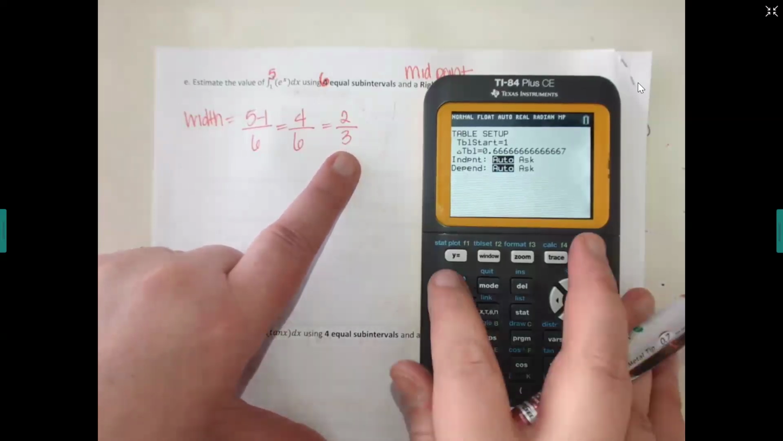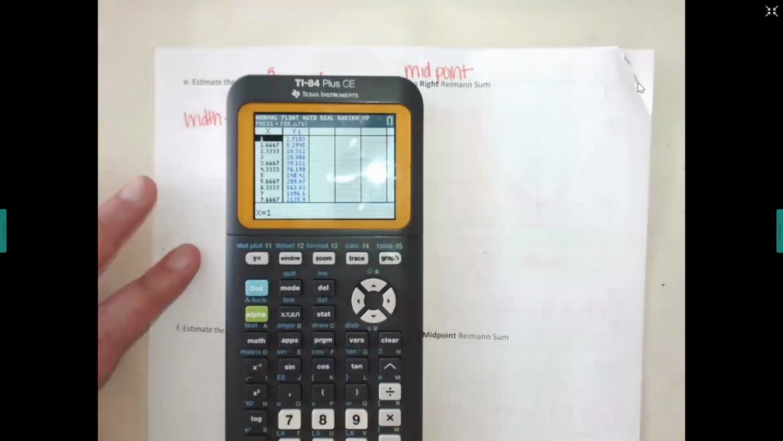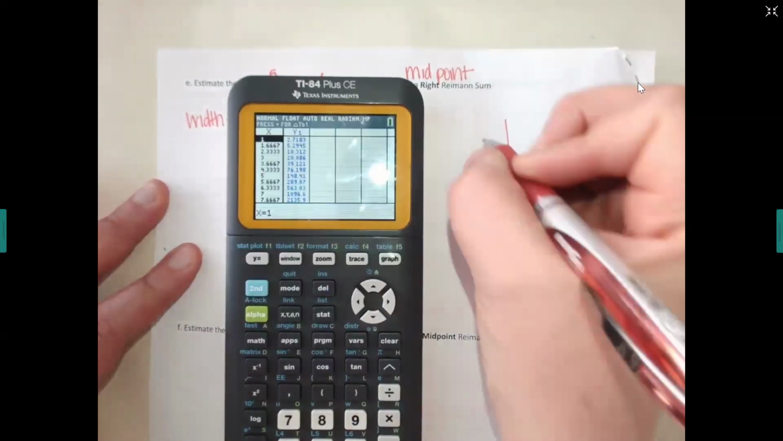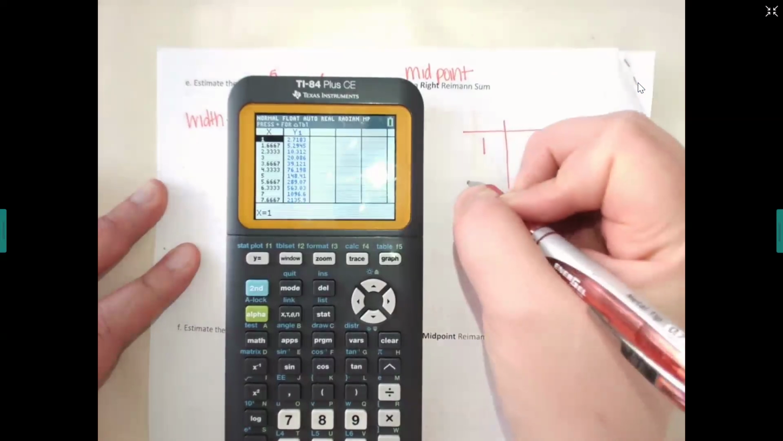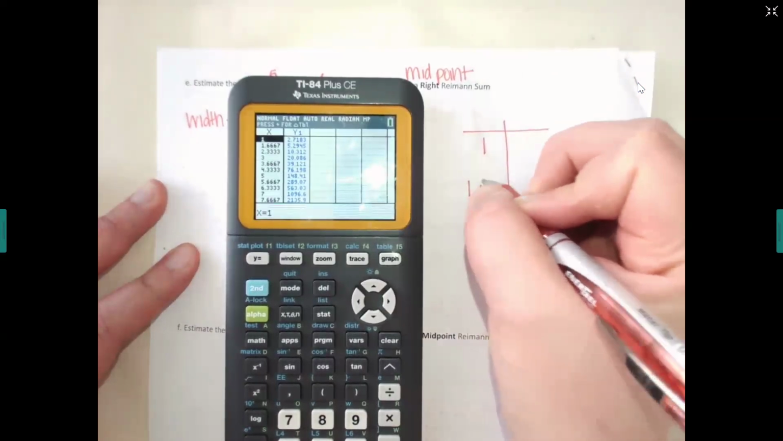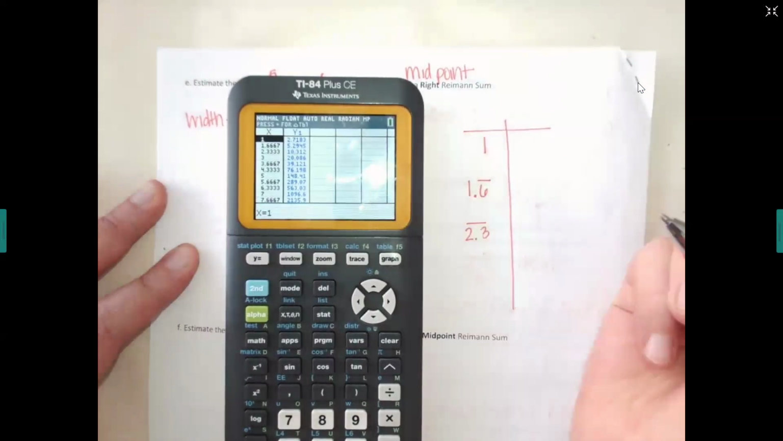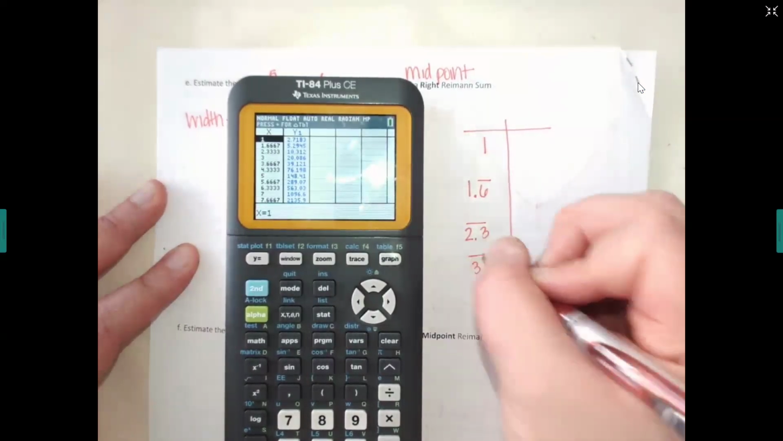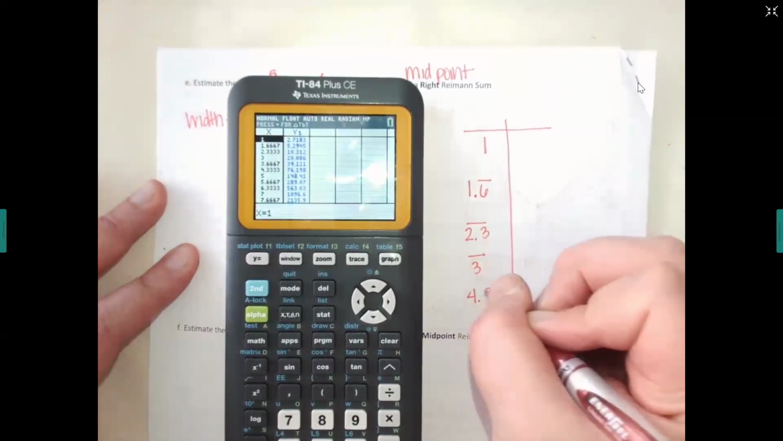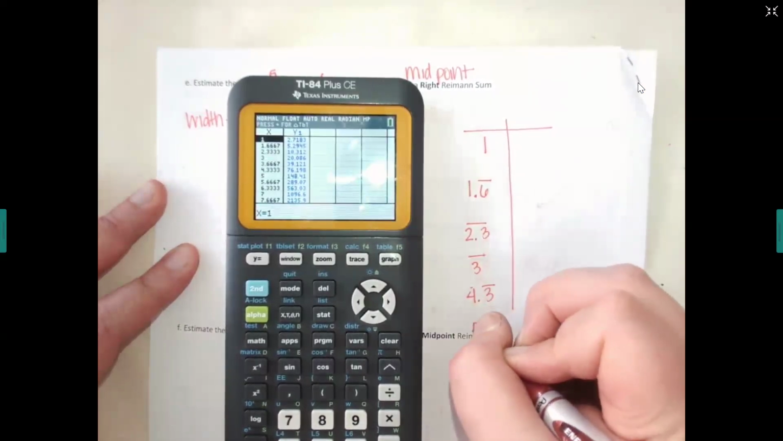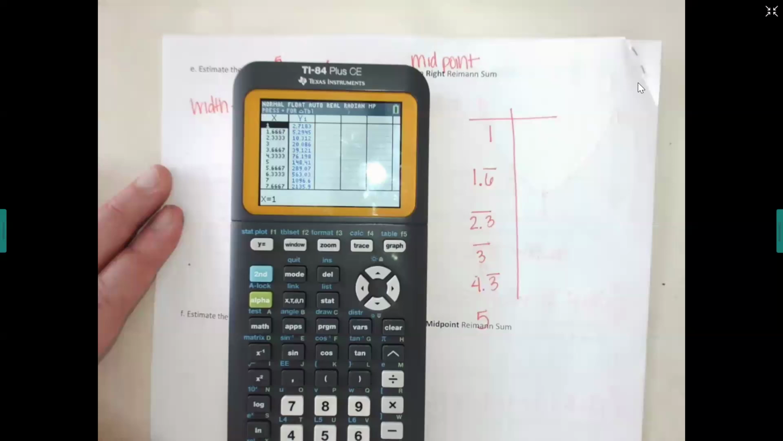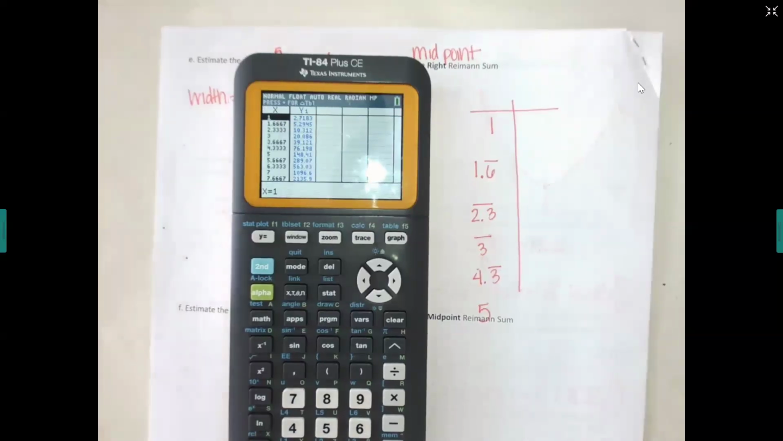Okay. So now when I go over here to my graph, I'm going to put 1, 1.6, 2.3, 3, 4.3, and then 5. And now notice, I know that I can stop at 5 because that's the top of my integral. I'm just going from 1 to 5.